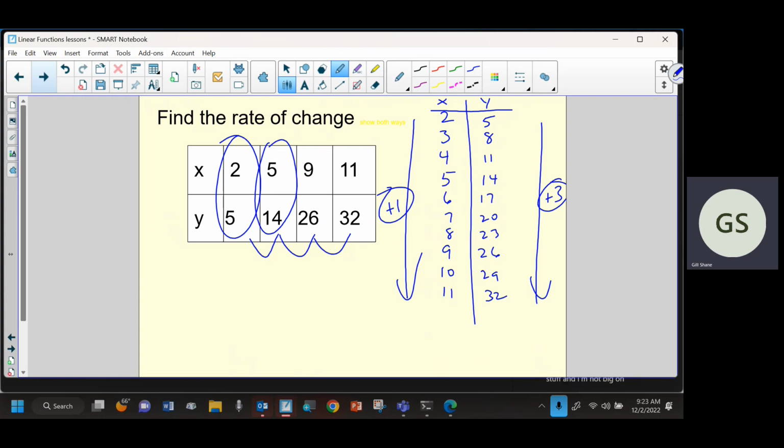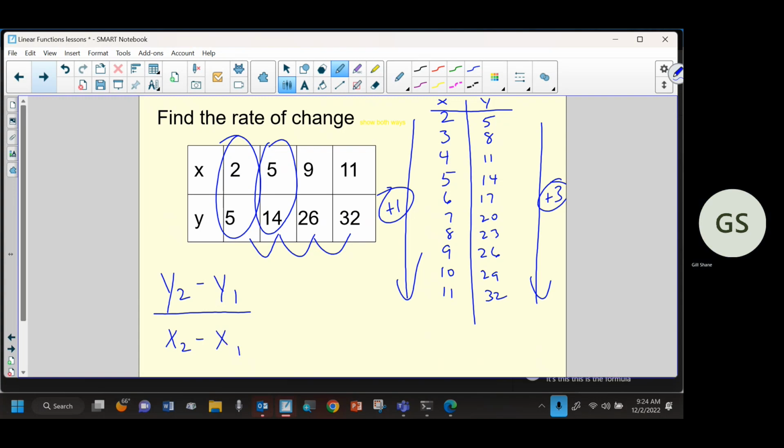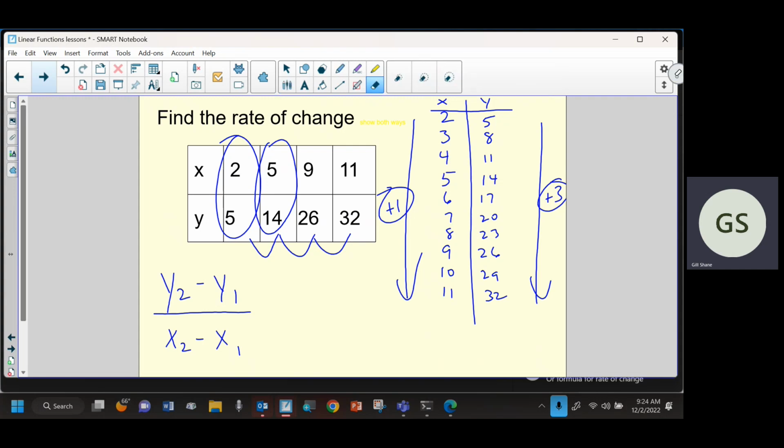So there's a formula for slope, which is actually the same thing as the formula for rate of change. You've learned it before. It's not new. You may not remember it well. It's this. This is the formula for slope or formula for rate of change. If I use that formula correctly, it will always work no matter what the table looks like, if there is a rate of change.